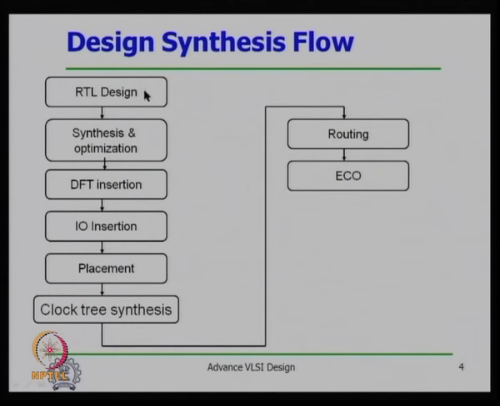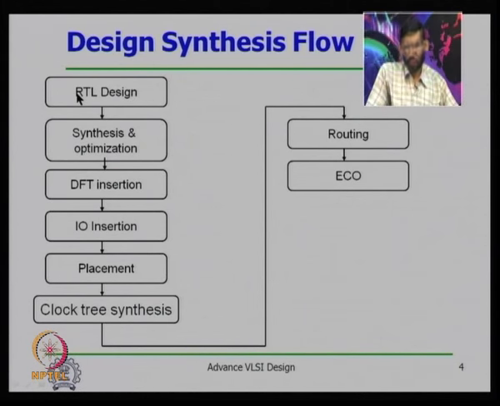Now, if you zoom in on this process a little bit, you can see that from the specification you generate the RTL design, which you write in VHDL or Verilog. From there you have to synthesize a gate level netlist, and you optimize for various parameters, which can be area, power, performance or testability. Then you have to insert the design for test points, and augment your circuit in order to make it easier to test. After that you have to insert IO. After doing that, you do the place and route, then the clock tree synthesis and routing, and then after routing, if you are still not able to meet your requirement, you have to do the ECO, that is the engineering change order.